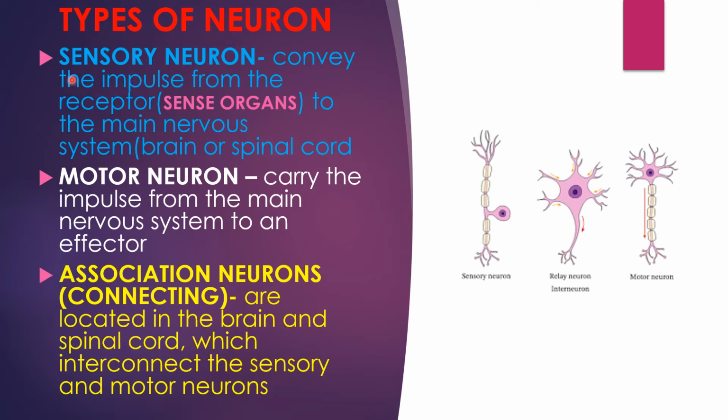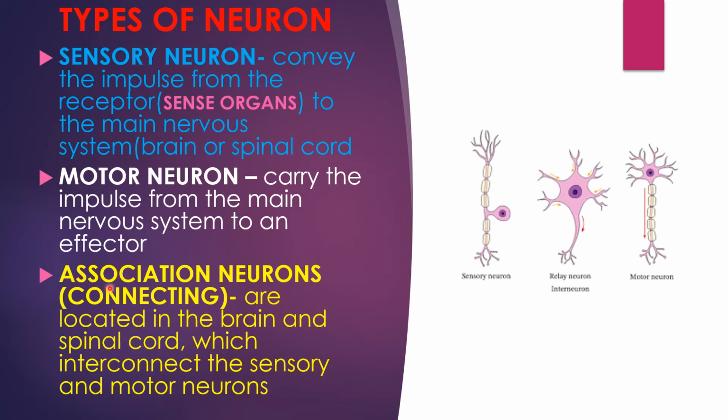Then what is the function of sensory neuron? It will convey the impulse from the receptor to the brain or spinal cord. The next one, motor neuron. Here, this is motor neuron. This will carry impulse from the main nervous system to an effector. We already learned what is effector, muscle or gland. Then it will carry the impulse from main nervous system, that is brain or spinal cord, to an effector. That is the function of motor neuron.